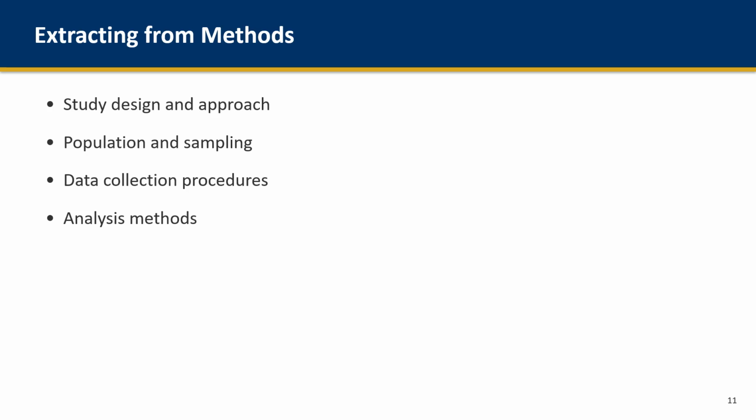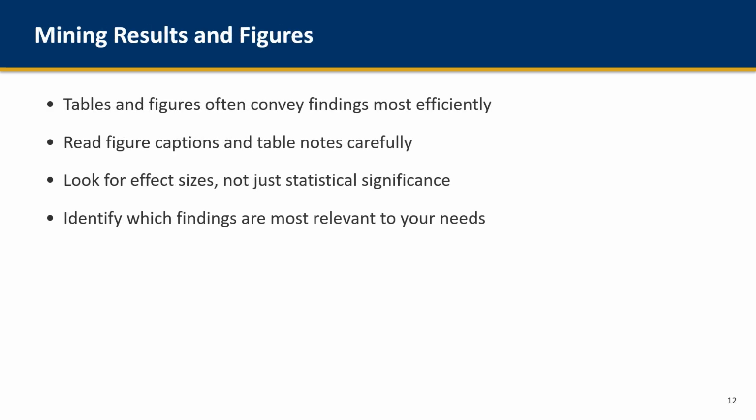For many purposes, you can skim methods. But if you're evaluating research quality, considering replication, or need methodological details for your own work, the methods section requires careful attention. The results section contains the findings, but not all findings matter equally for your purposes.